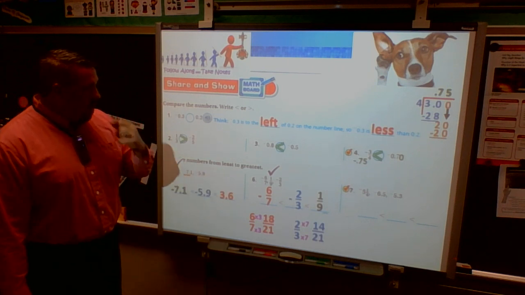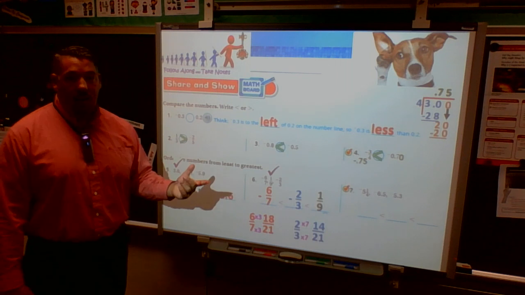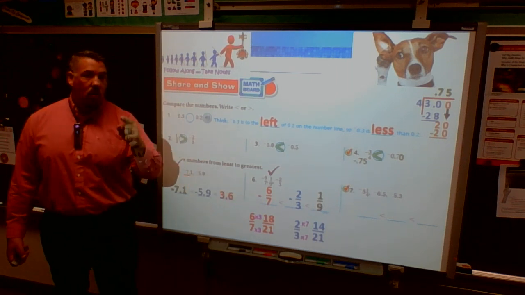When I have number 7 then, I have 2 decimals, I have 1 fraction, and they're all negative. So I don't automatically know which one is the biggest. But what do I notice about the whole numbers?